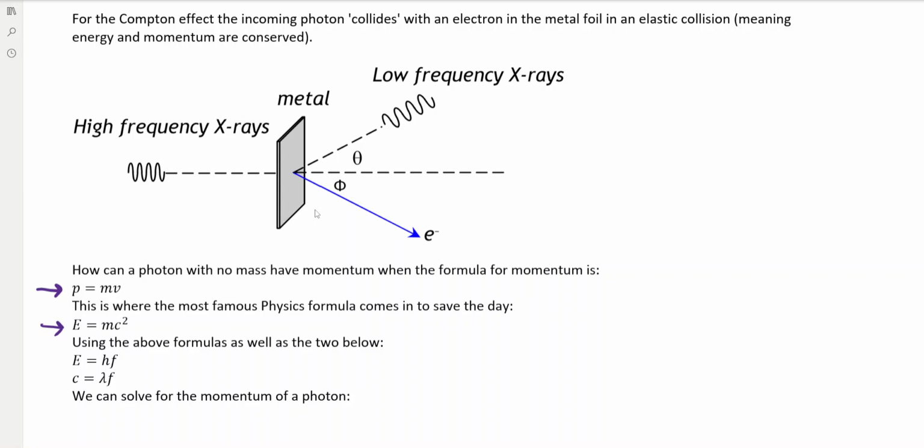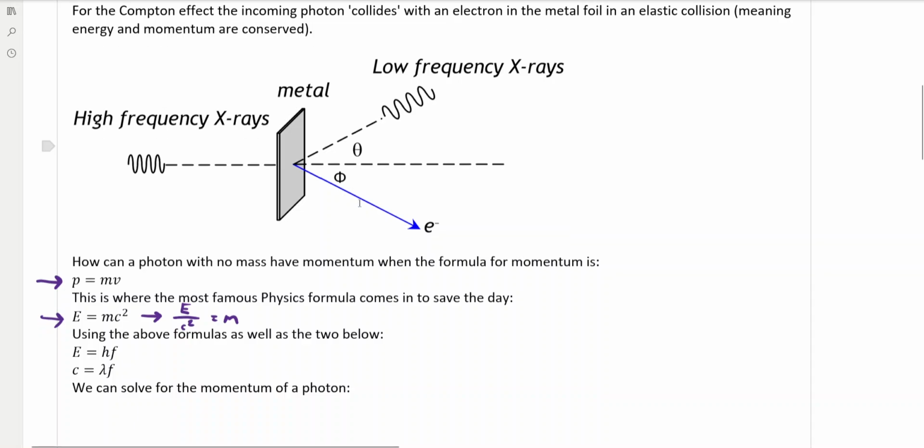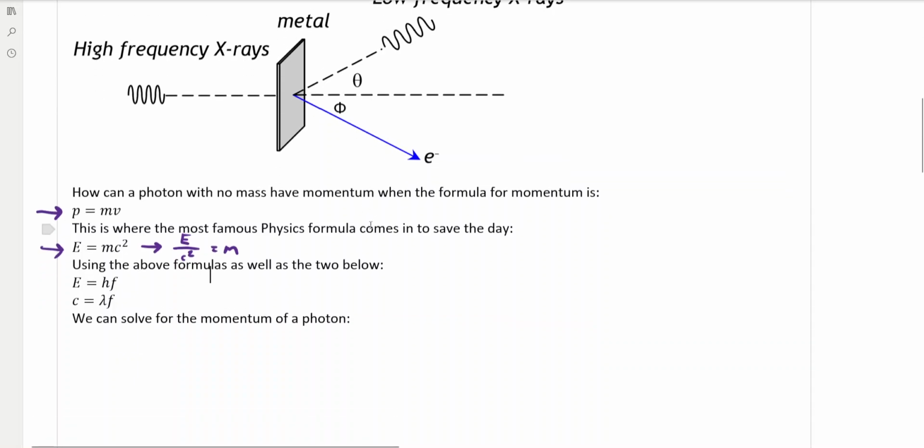So with that in mind, we're going to rearrange this formula so it equals mass. So energy over c squared equals mass. And because of that, we can put that into the original equation. p equals, instead of m, I'm writing E over c squared times v. Now, before we continue, that v stands for velocity. And if it's the velocity of a photon, well, that's just c, the speed of light. So this actually can be simplified to E over c.